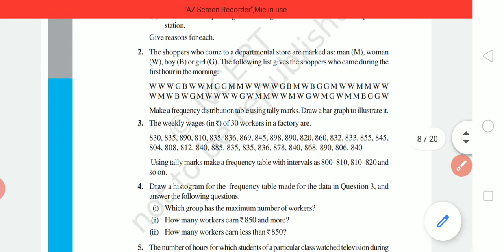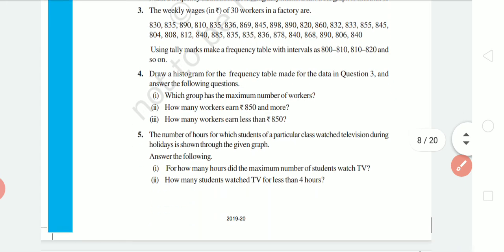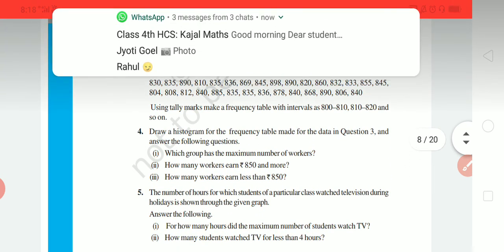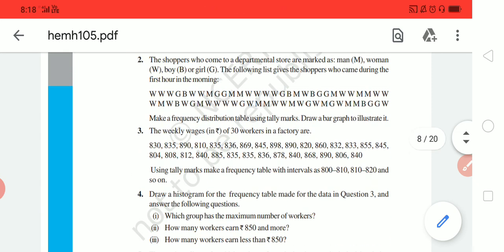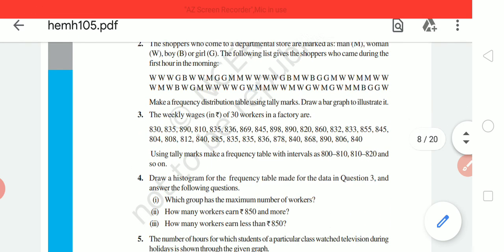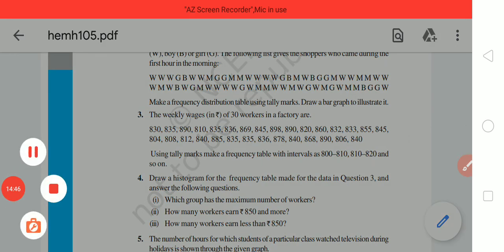So further questions we will do with the paper pen videos, right? Because there is some histogram also, so we will do that in the next video.